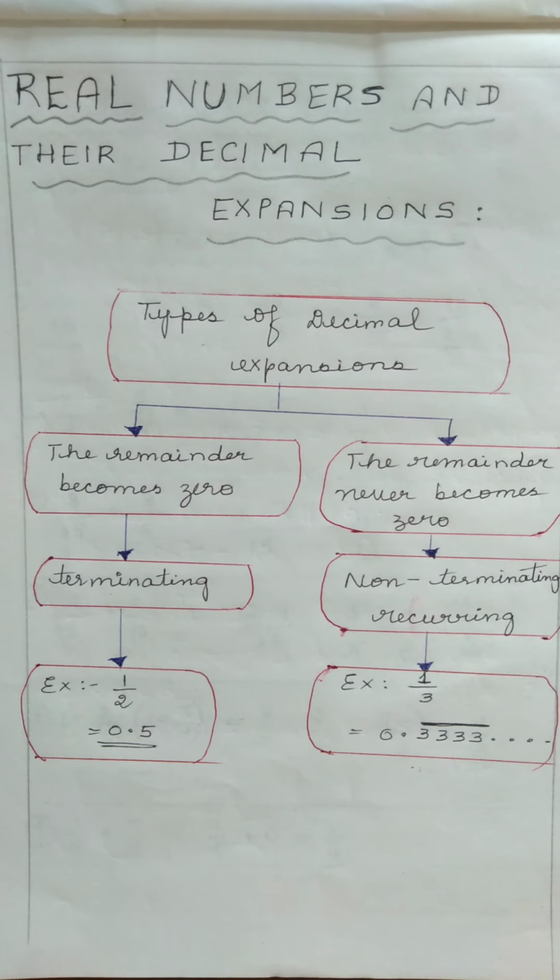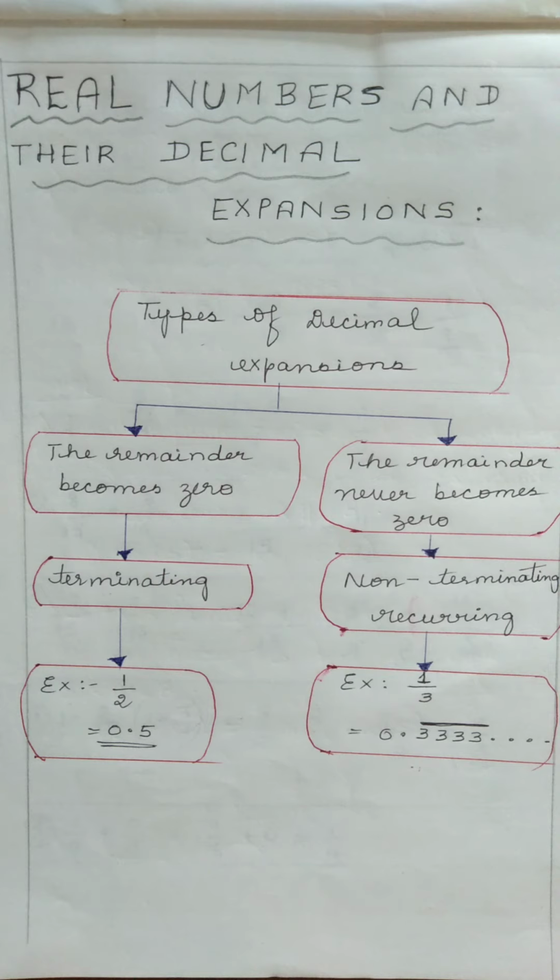The next topic in number systems is real numbers and their decimal expansions. We know that real numbers are a collection of rational and irrational numbers, which are denoted by the symbol R. Now, we have two types of decimal expansions. We get a decimal expansion when we perform a division on a real number. So we have two types. When we perform the division, for example, on the number 1 by 2, we get the final answer as 0.5, in which the remainder becomes 0.